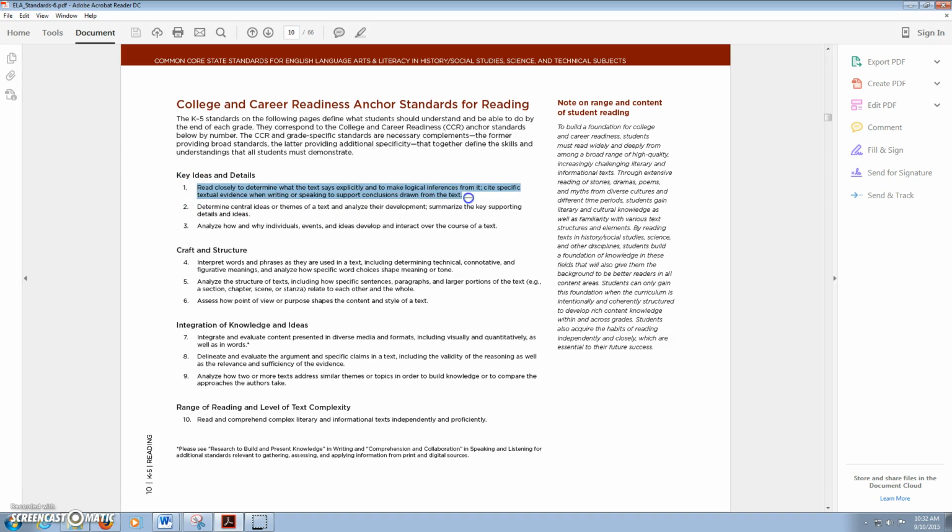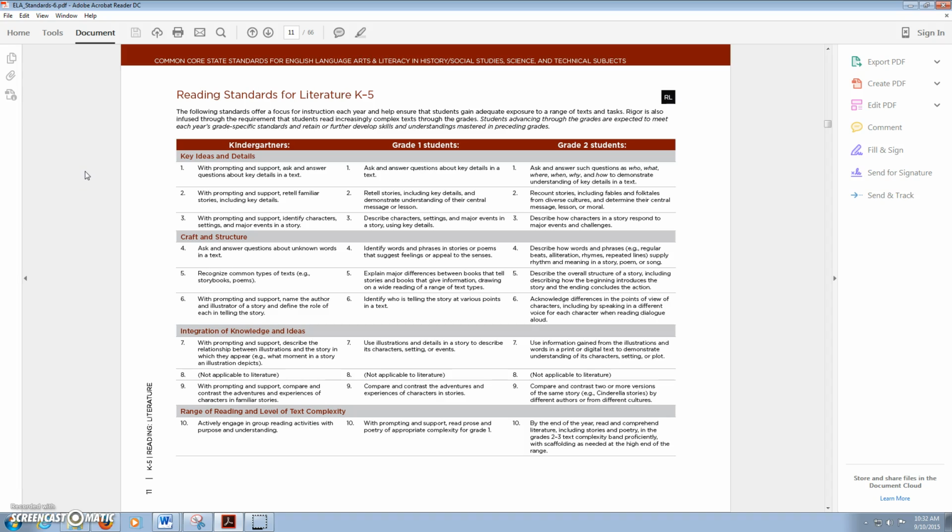Read closely to determine what the text says explicitly and to make logical inferences from it. Cite specific textual evidence when writing or speaking to support conclusions drawn from the text. So at the end of high school, students need to be able to do that. But obviously, we don't expect students to be able to do that in kindergarten or first grade. However, there are steps that kindergarten and first grade students can take towards achieving that goal determined in the anchor standard.